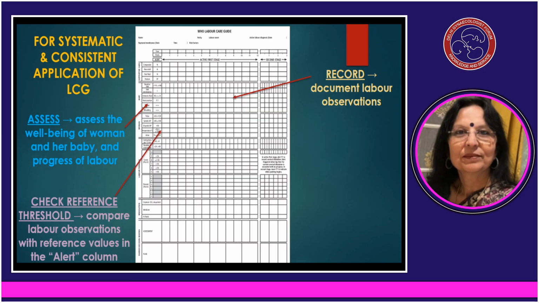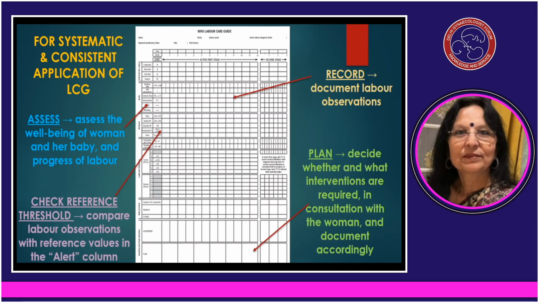The second area has been given, that there is a chart to document the labor observations. The third, when you see next, we see that on top it has written alert, where the active first stage is written. That is a threshold of labor observations where we need to get alerted. I will discuss each and every part. And the fourth area is that whenever we see an alert or we don't see an alert, we have to speak to the patient and the relatives and then decide the plan of action. Next. So this is the plan of action. Next.